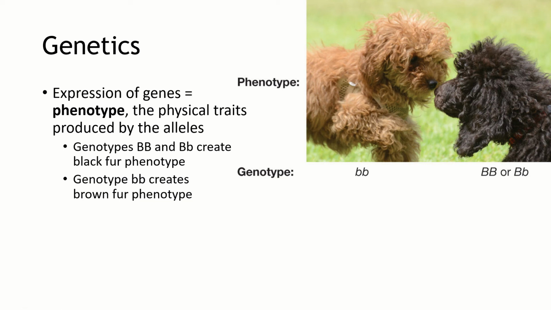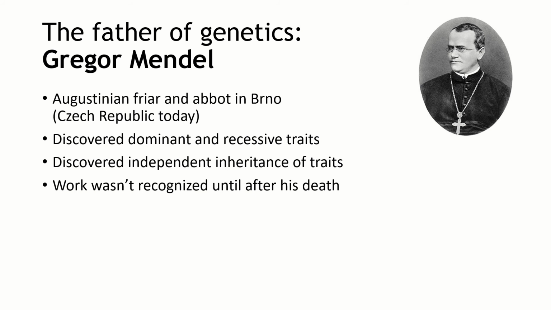All right, so now that we've got that, let's talk about how we figured out all of this stuff about inheritance and dominant and recessive. And the man who figured that out was this guy, Gregor Mendel, who was an Augustinian friar in what is now the Czech Republic. He lived in the mid to late 1800s. And he's the one who figured out that certain traits were dominant and certain traits were recessive. He figured out that multiple traits were inherited independently of each other.